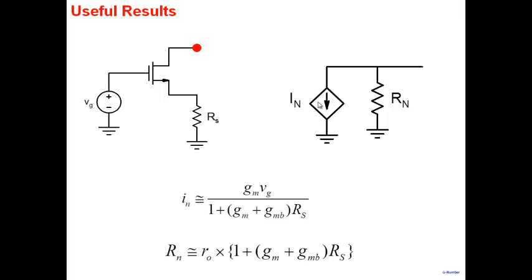Norton's current is gm times VG, divided by 1 plus (gm plus gmb) RS. And Norton's resistance is r0 times (1 plus (gm plus gmb) RS). So that's a very, very useful result. Derive it and also memorize it, because we'll use it at lots of places. Extremely useful result. This one was at the drain node.